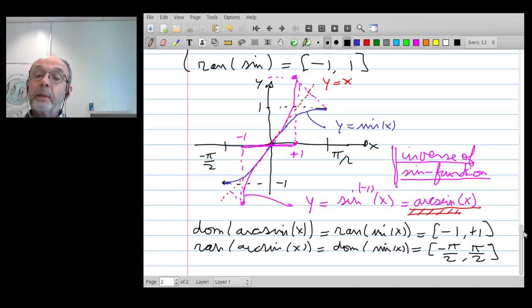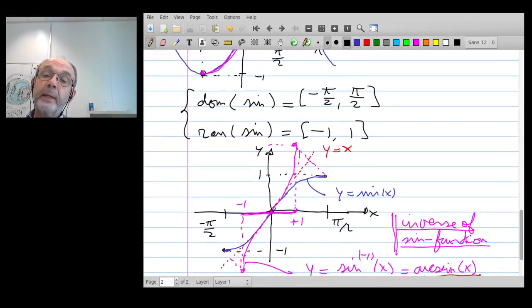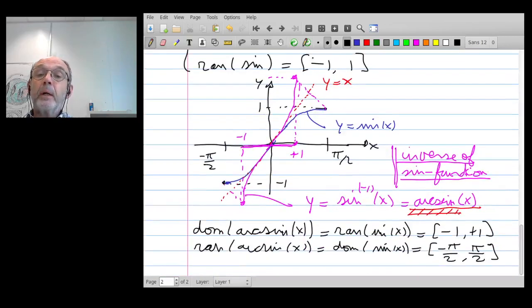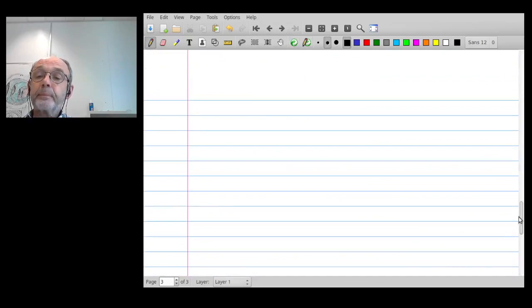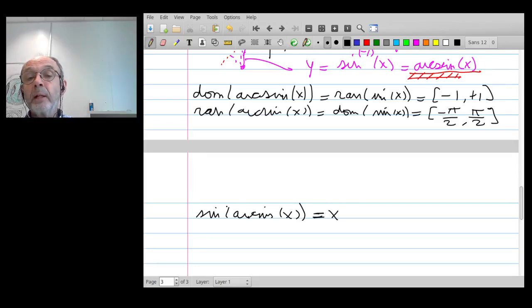Now, if you take your domain and your range in a good way, there is no problem. You have looked in a good way at your sine function, and that we can do. What do we know more about it? Now we know that if you let the sine work on the inverse of the sine, you will get x out of it. That is the case if you have a function which works on the inverse of that function: you will get x out of it.